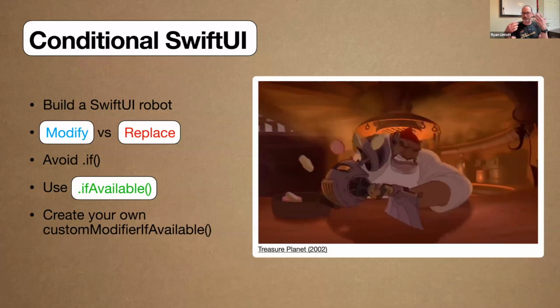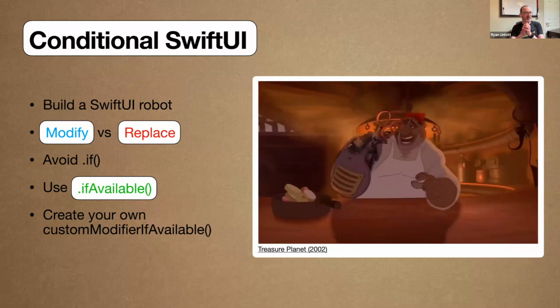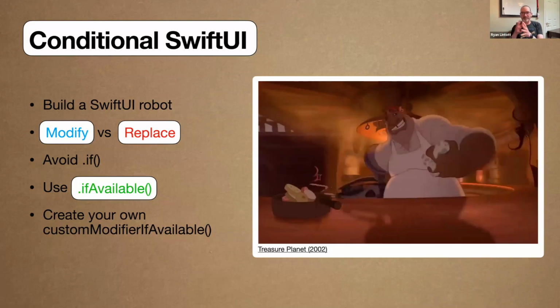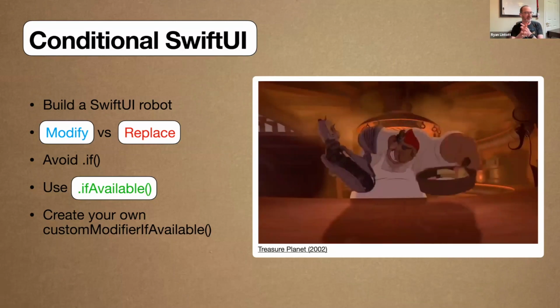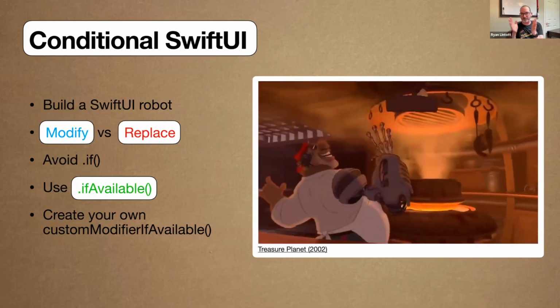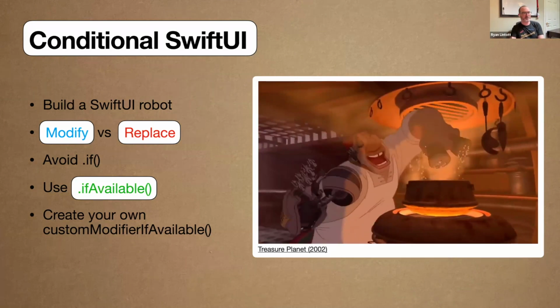I like to think about the difference between modifying and replacing views. I want to avoid those little if modifiers that are out there, and instead I use my own little if available one. I find that helpful, and I create my own custom if available, so I think that's kind of handy too.